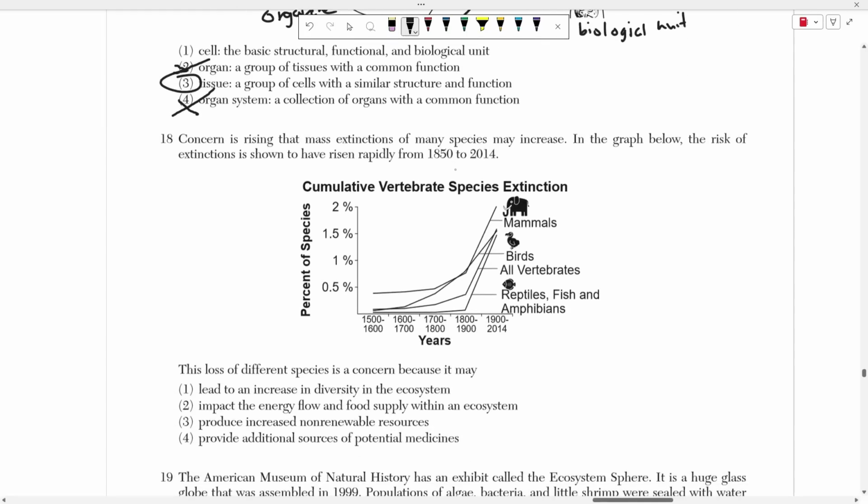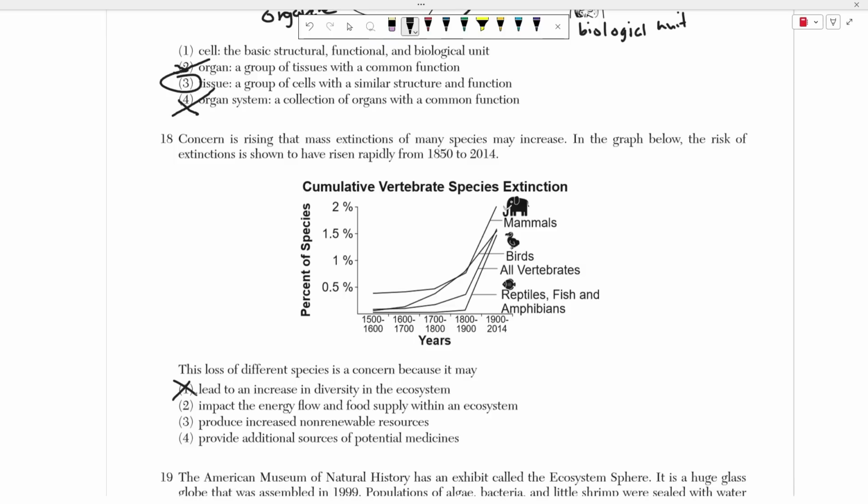18, concern is rising that mass extinctions of many species may increase. In the graph below, the risk of extinctions is shown to have rapidly risen from 1850 to 2014. This loss of different species is a concern because it may, choice 1, lead to an increase in diversity in the ecosystem. Well, that's false because a decrease in the amount of species would decrease the diversity, right? Diversity is the amount of different species that you have within an environment. Extinction decreases the amount of species, which decreases the diversity.